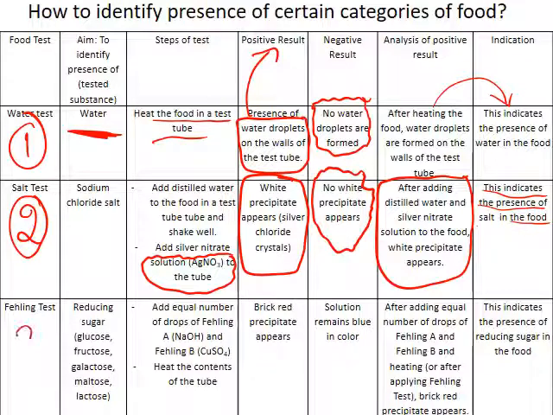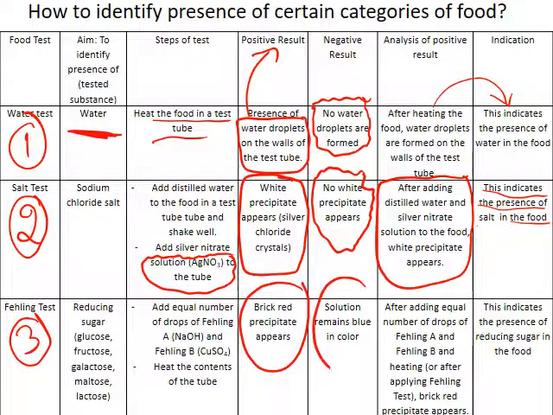Number 3, pay attention to this one, Fehling test. Fehling test is mainly for the reducing sugars: glucose, fructose, galactose, maltose, lactose, and so on. We have to add equal amounts of Fehling A, NaOH, and Fehling B, CuSO4. Heat the contents of the test tube. Positive result, brick red precipitate appears. Negative, solution is going to remain blue in color.